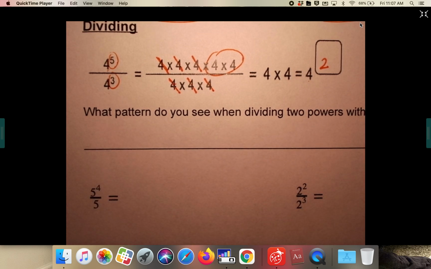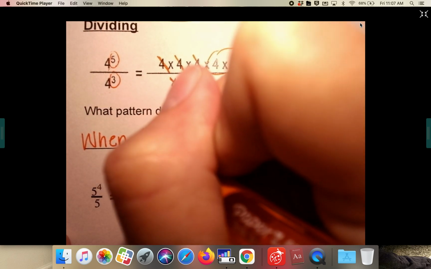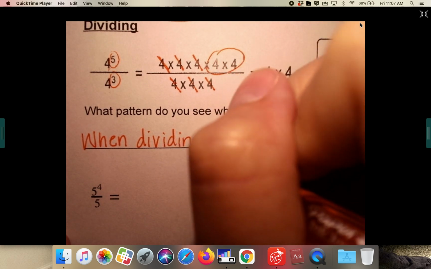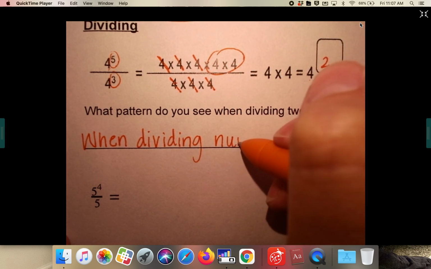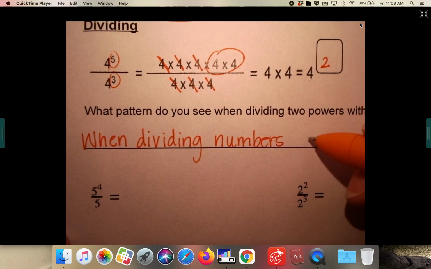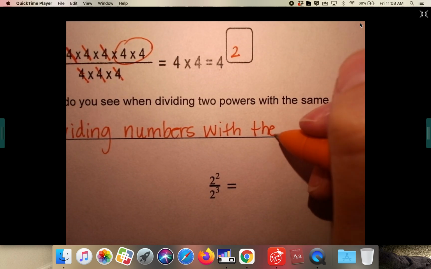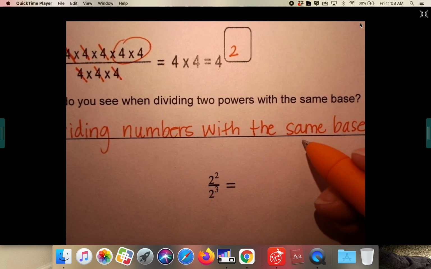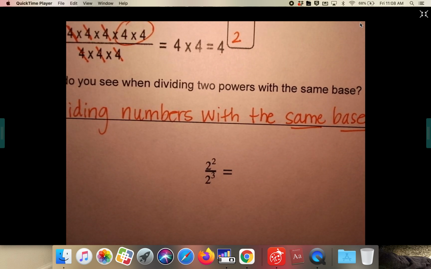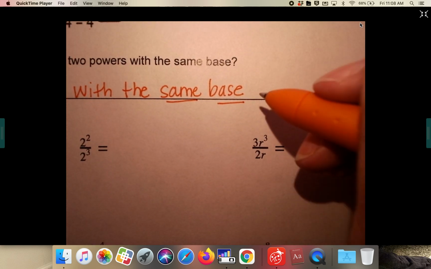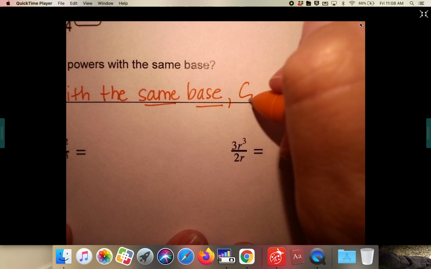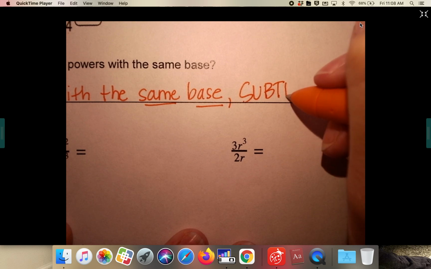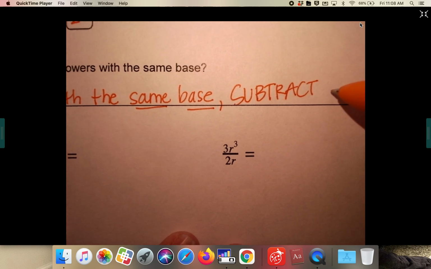So here's the rule or the pattern. When dividing numbers with the same base, remember, they have to have the same base. You can't do it with numbers that are different. It has to be numbers with the same base. So when dividing numbers with the same base, subtract their exponents.